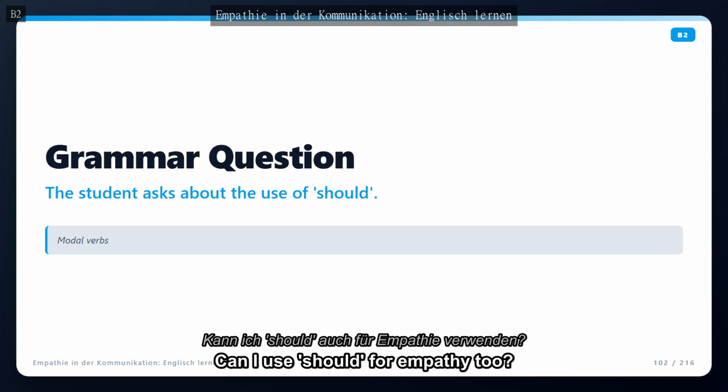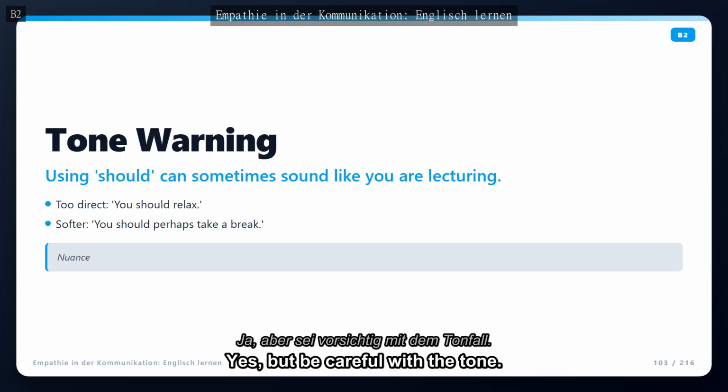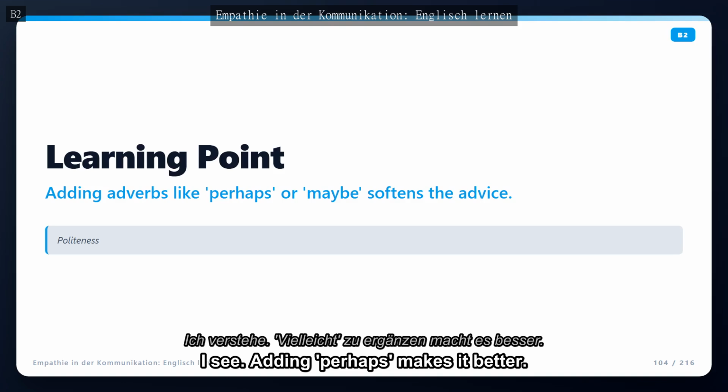Can I use should for empathy too? Yes, but be careful with the tone. I see, adding perhaps makes it better.